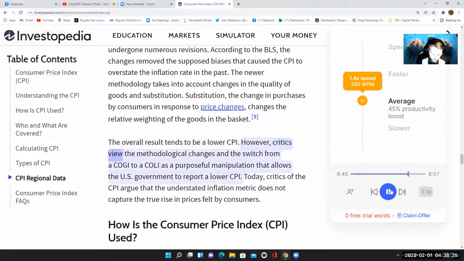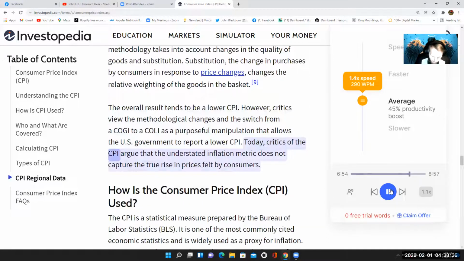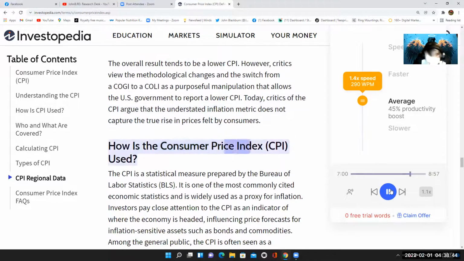However, critics view the methodological changes and the switch from a COGI to a COLI as a purposeful manipulation that allows the US government to report a lower CPI. Today, critics of the CPI argue that the understated inflation metric does not capture the true rise in prices felt by consumers. How is the Consumer Price Index, CPI, used?